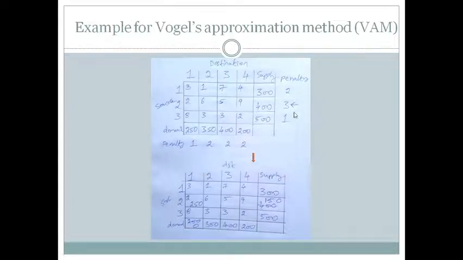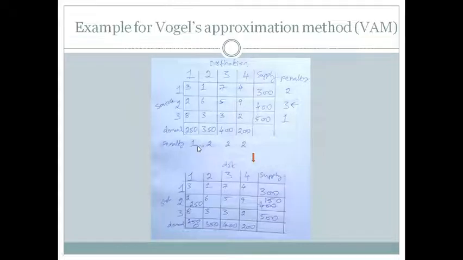The penalty for the second row: the first minimum is 2, the second minimum is 5, and the difference is 3. And the same for the third row, where the penalty is 1. So these are the row penalties we have found: 2, 3, 1.